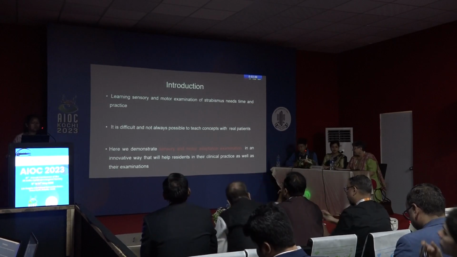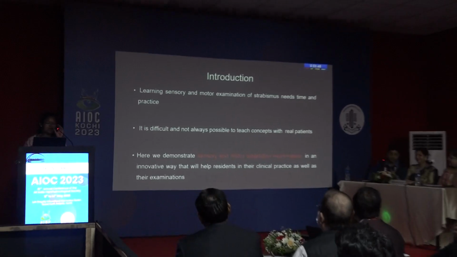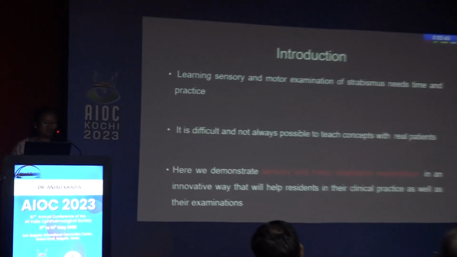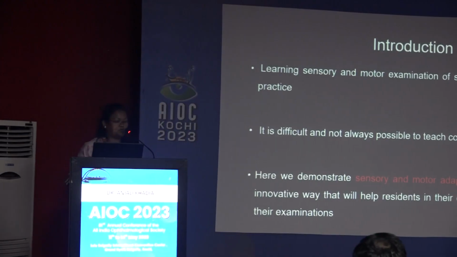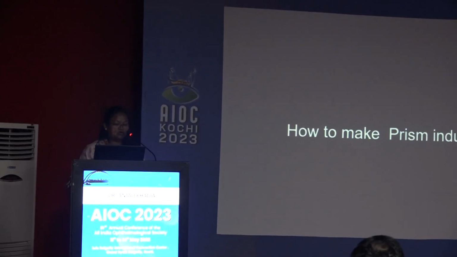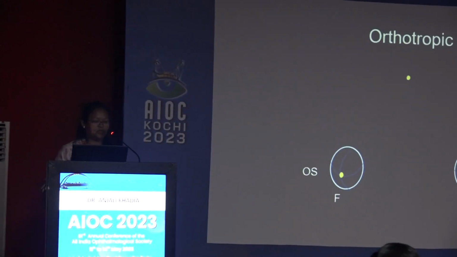Learning sensory and motor examination of strabismus needs time and practice, and it is difficult and not always possible to teach the concept with a real patient. So, we demonstrate sensory and motor adaptation examination. First, to know how to make a prism into strabismus. This is the orthotropic eye.